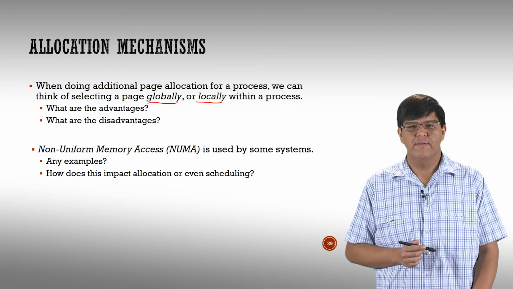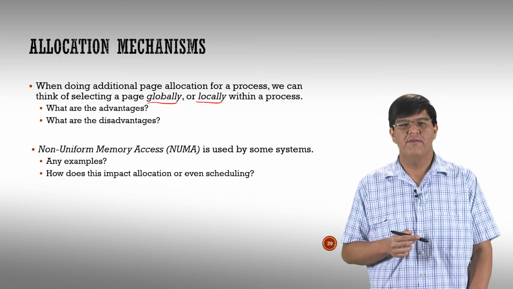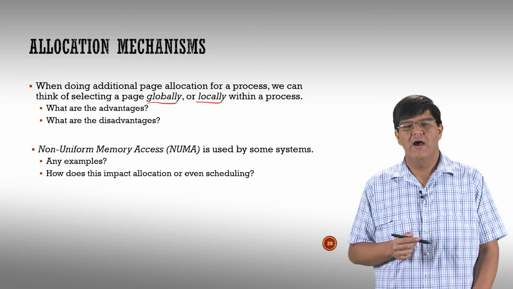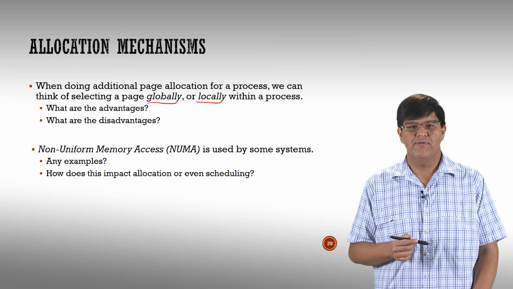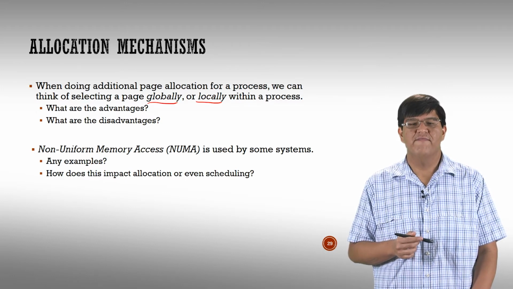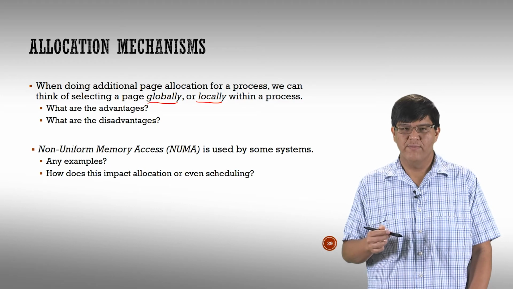For a local replacement, what we're saying is when I pick a victim, it has to be within the process. So this process needs to bring a new page into memory. It needs to pick a frame. The only victim frames you can pick are the ones that it already owns, versus a global scheme, where it can pick a victim from everybody else that's out there. So these are two different approaches.